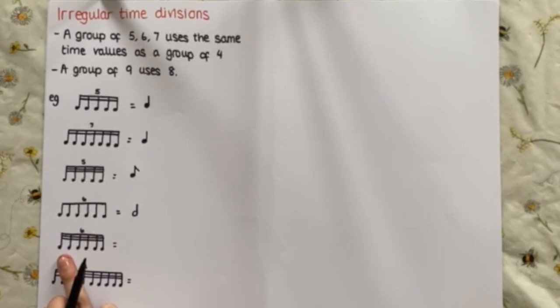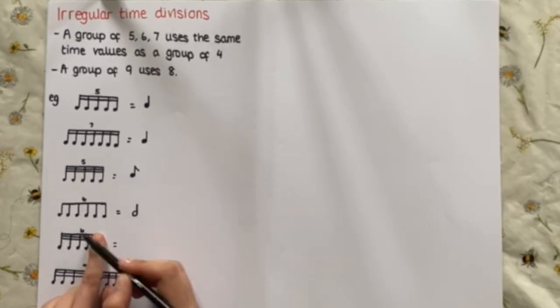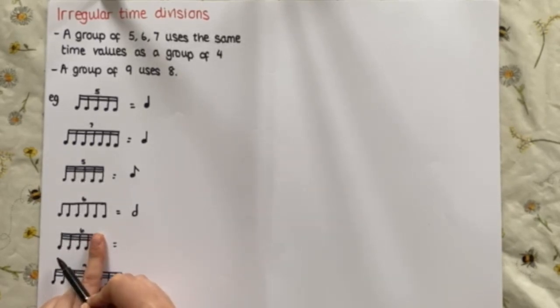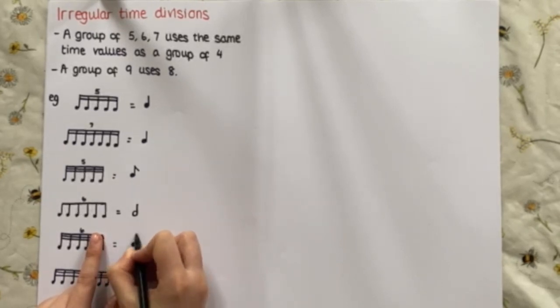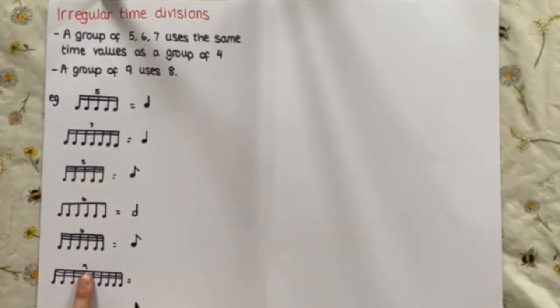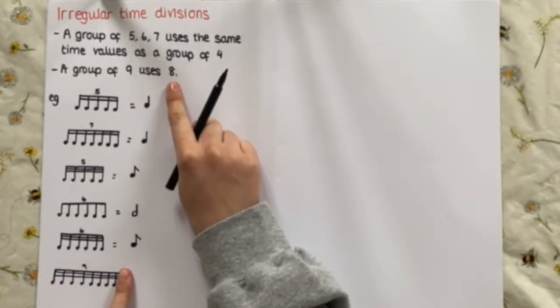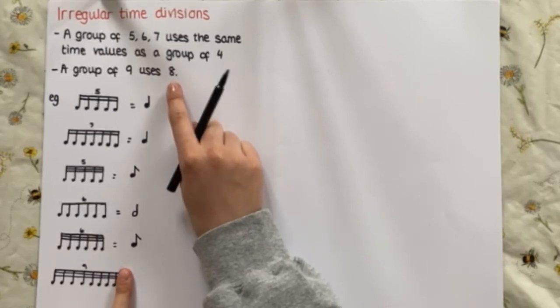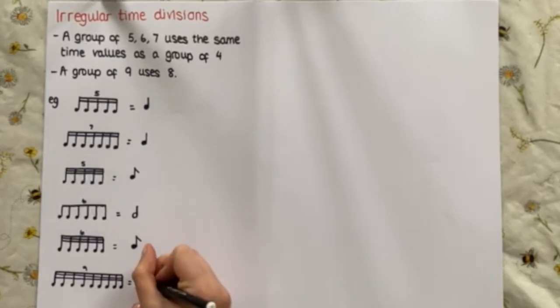Here we've got 6 demi-semiquavers, so we chop off 2 to make 4, and we've got 4 demi-semiquavers. And in 4 demi-semiquavers, we've got a quaver. And now we've got a group of 9, so we've got 9 demi-semiquavers. So a group of 9 uses 8. So we chop off 1. So now we've got 8 demi-semiquavers, which all adds up to 1 crotchet.